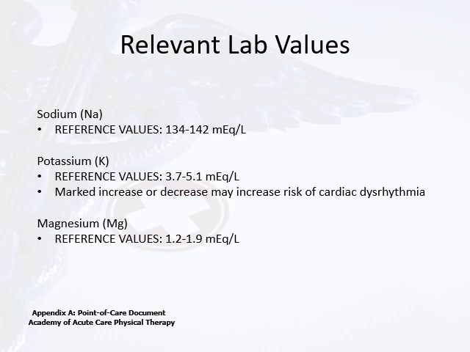The next electrolyte is potassium. Reference values of approximately 3.7 to 5.1 milliequivalents per liter. When you have marked increase or decrease, so consider things above like 5.5 to 6 or below 3.0 or as low as 2.5, you're looking at an increased risk for cardiac dysrhythmias.